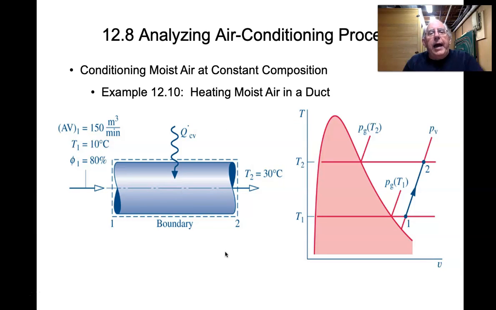Okay, when I come back, we'll take a look at some example problems dealing with air conditioning and discuss those problems and how they relate to processes that can be identified on the psychrometric charts.